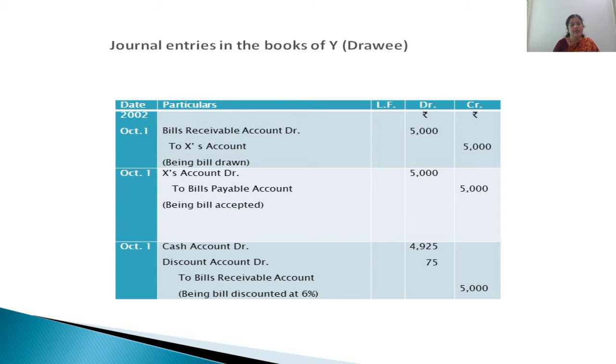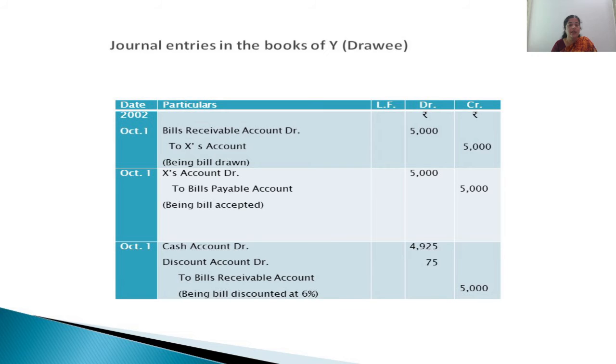Then the journal entries in the books of Y, that is the drawee for the first bill but drawer for the second bill, right? So on 1st October bills receivable account debited to X account because Y has drawn a bill on X on which he received acceptance. Bills receivable is coming in and X is the giver of acceptance, and at the same date the same thing happened in the reverse order because another bill is drawn on us and on which we gave the acceptance. So receiver of the acceptance is X. X account debited to bills payable account.